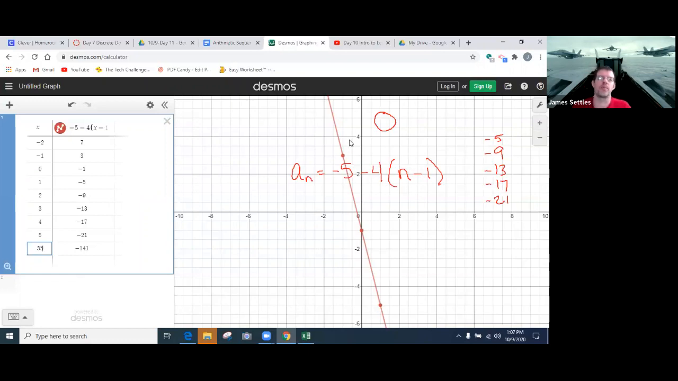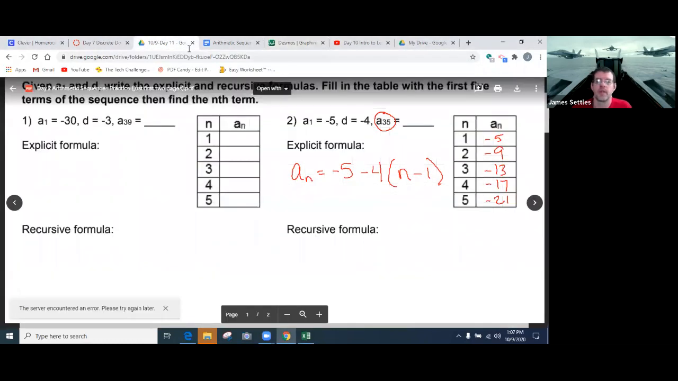I can't go back to number 1, but when I get done, I can redo number 1. So unfortunately, I've done too much for it to go back real easy. But I can go back and redo number 1. All right, so 135 was -141.